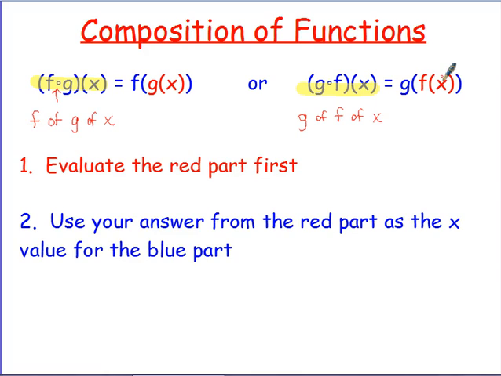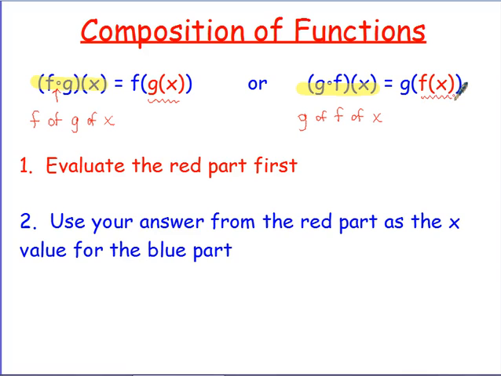If you notice, when I changed from the left side to the right side, I color-coded it. The color coding is going to be helpful in knowing how to actually find the answers. So I have color-coded instructions here. It says you're going to evaluate the red part first. You do the inside first, then the outside. So this is going to be done first if f is on the outside, and this one's going to be done first if g is on the outside.